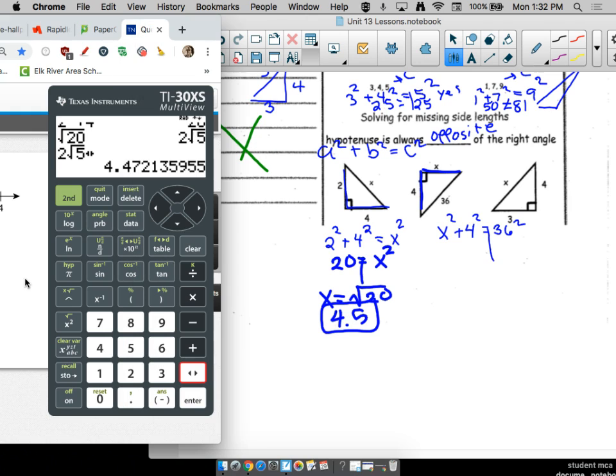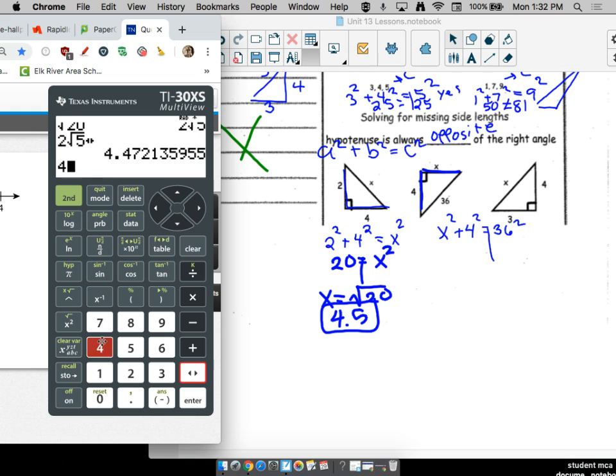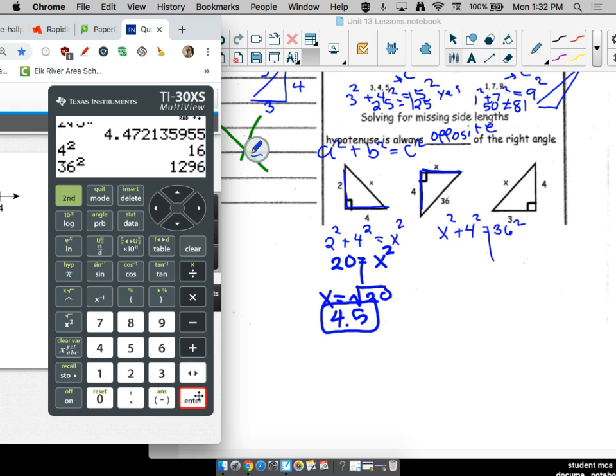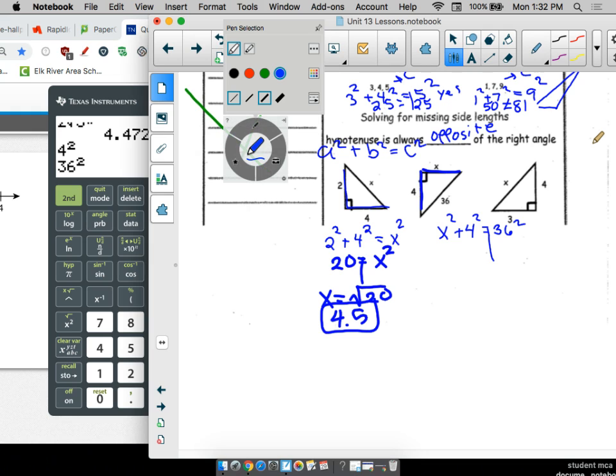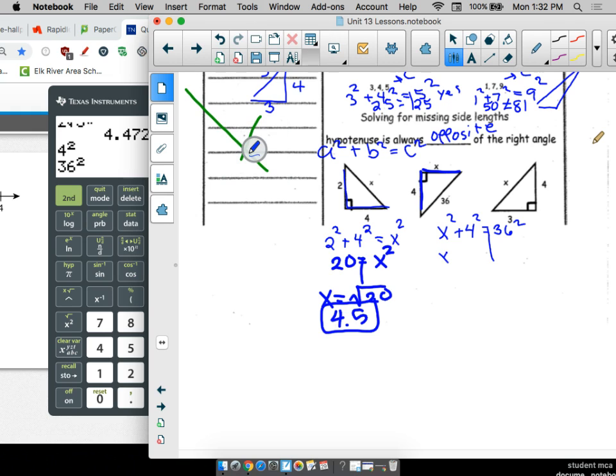And then I'm going to evaluate. I know 4 squared by heart, but just showing you how I'm doing it. And then 36 squared is 1296. So here I can't just add them because I can't add 4 squared and x squared. Okay, do you see that? So now what I'm going to do is say x squared plus 16 equals, was it 1296?